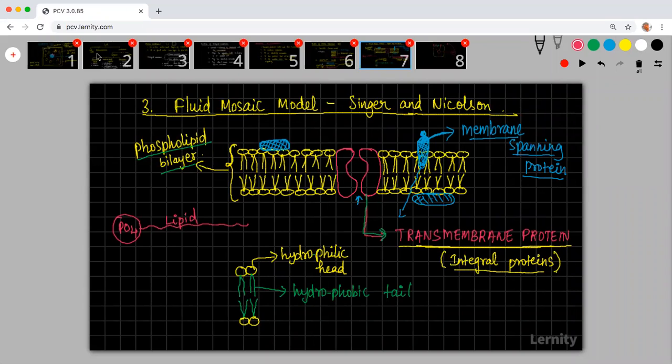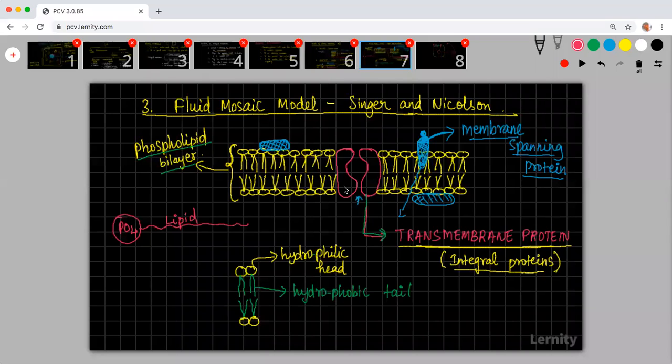Okay, someone is asking me this question. Sir, there are three models. What is the exact model of plasma membrane? That is what I am explaining to you. The first two models are rejected. The most accepted model is the fluid mosaic model.